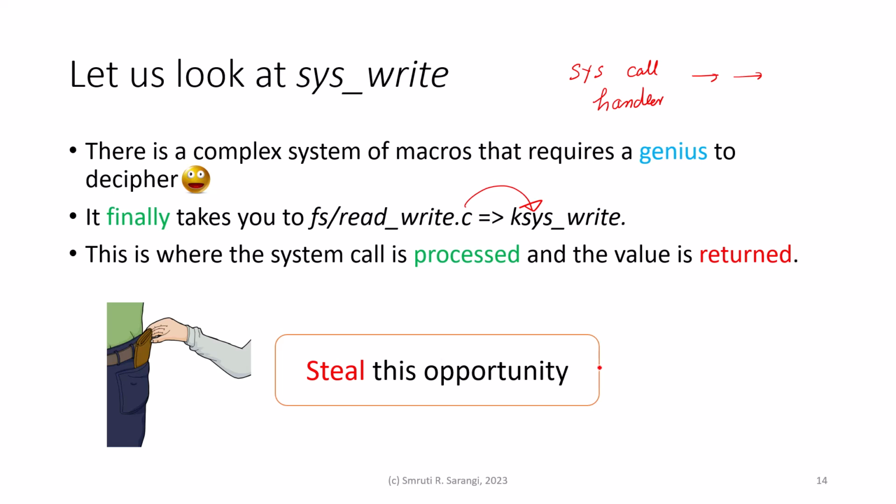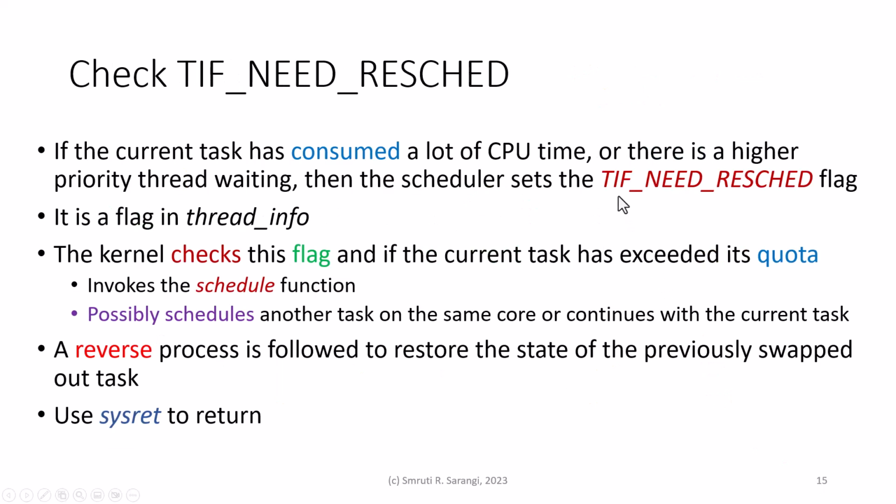So the kernel will steal this opportunity and schedule anything that it likes based on all the processes in the run queue and, of course, their priorities. So let us now understand what exactly happens when the job of interrupt handling or system call handling or exception handling is done. At that point of time, we see if the current task has consumed a lot of CPU time or not. If it already has and it has exceeded its quota, then it is not supposed to execute anymore, and the scheduler is supposed to find another task to execute in its place.